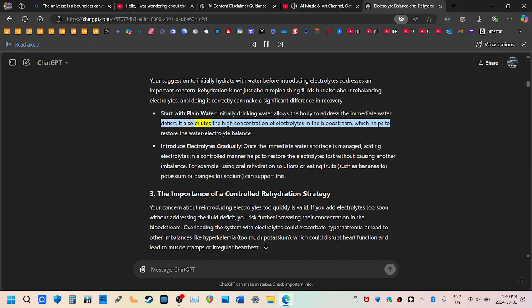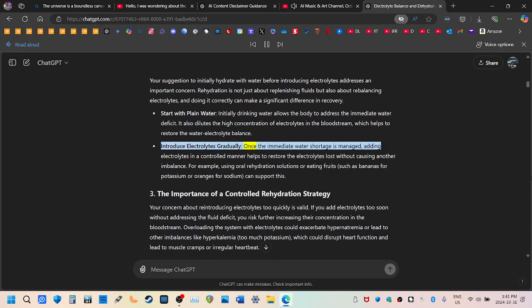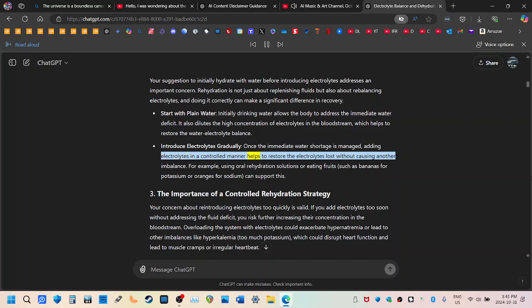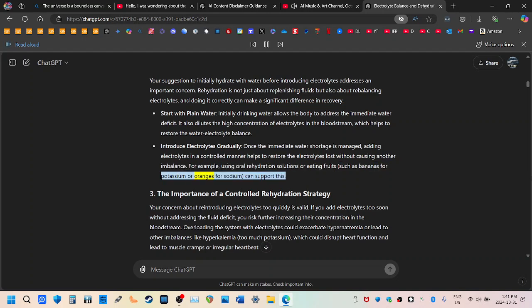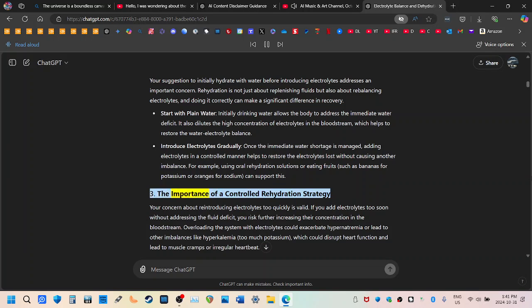It also dilutes the high concentration of electrolytes in the bloodstream, which helps to restore the water-electrolyte balance. Introduce electrolytes gradually. Once the immediate water shortage is managed, adding electrolytes in a controlled manner helps to restore the electrolytes lost without causing another imbalance. For example, using oral rehydration solutions or eating fruits, such as bananas for potassium or oranges for sodium, can support this.